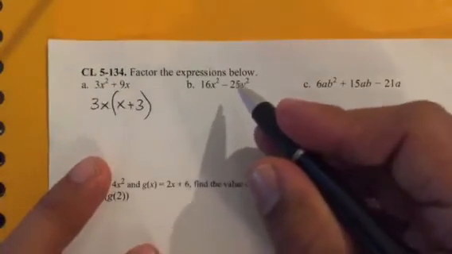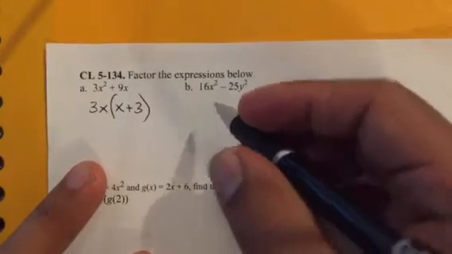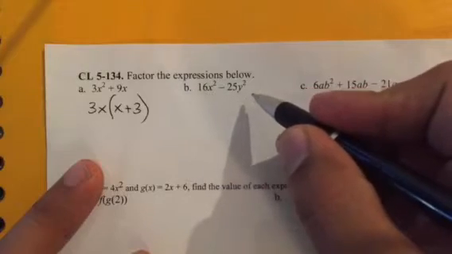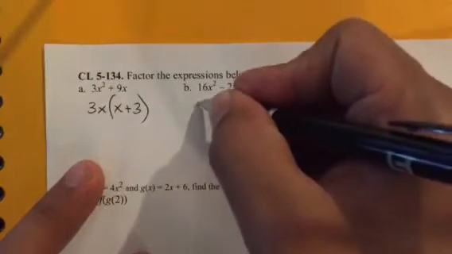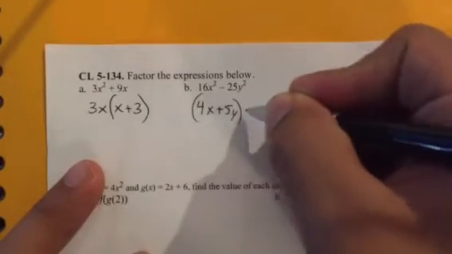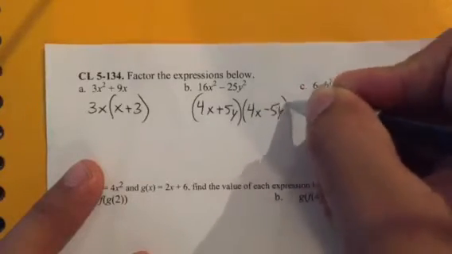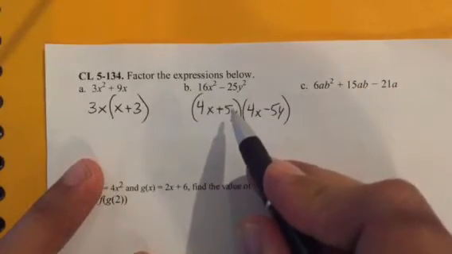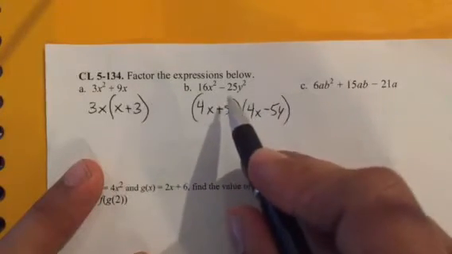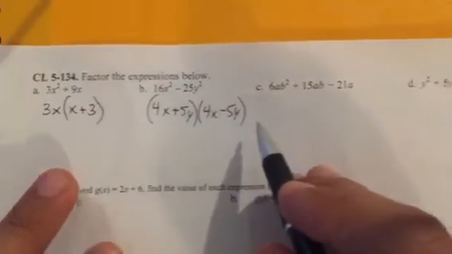For this one, this is a difference of squares. So anytime that you have a difference of squares, you're going to end up with something plus something times that same thing minus the same thing. So in this case, 4x plus 5y times 4x minus 5y. So notice that we have 4x and 5y in both cases, but in this one it's plus and then this one is minus. So difference of squares is easy in that sense. You always have a situation like this.